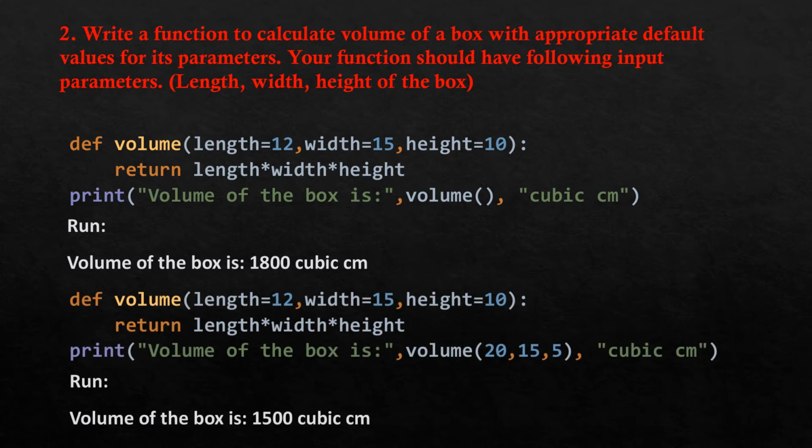Now let's run the same program. But while calling the function, we have provided some values like 20, 15 and 5. So what will happen? It will not take the default values, rather it will take the values which have been passed while the function is called. And the output is like this. Volume of the box is 1500 cubic centimeter.